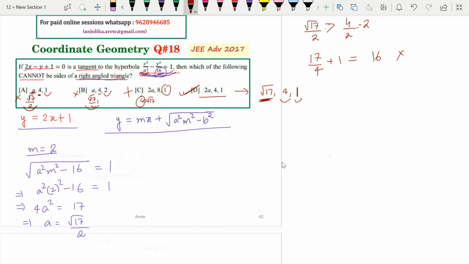So your answer is the first three, right? A, B and C, they cannot form sides of a right angle triangle. So your answer is actually A, B and C.